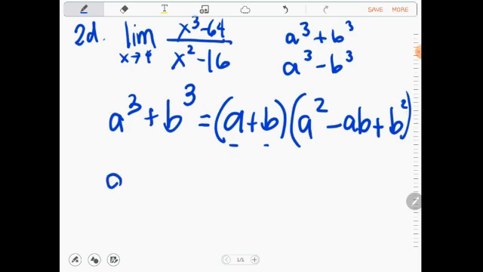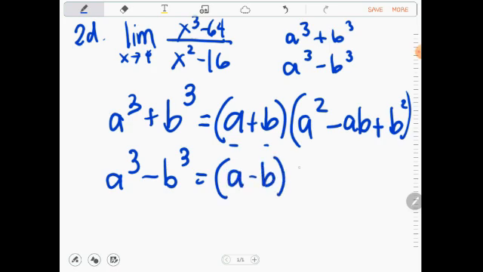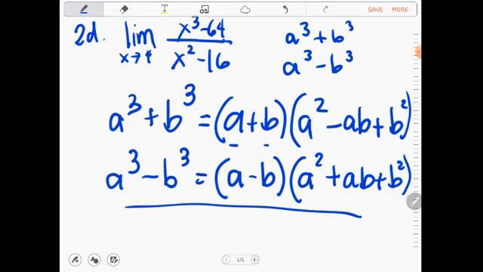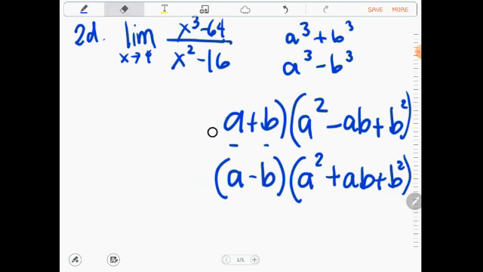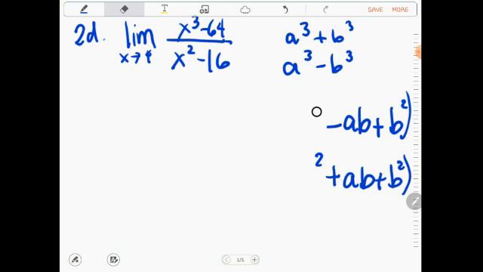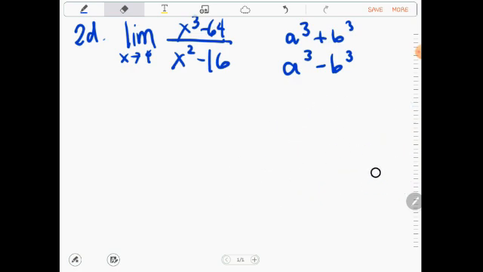Okay, kapag a cubed minus b cubed, this will give us the value of a minus b times a squared plus ab plus b squared. So ito yung gagamitin natin in this case kasi negative siya, di ba? So ngayon, yung 64, pwede natin siyang i-reduce para maging b cubed yung kanyang format.